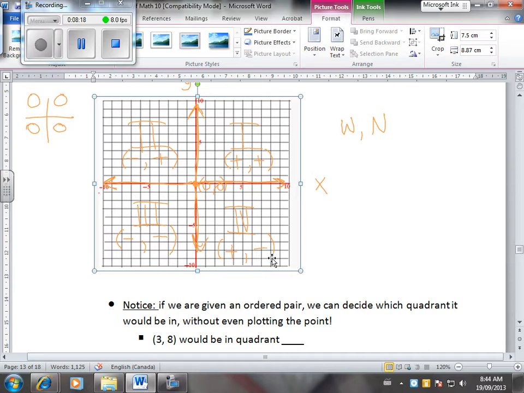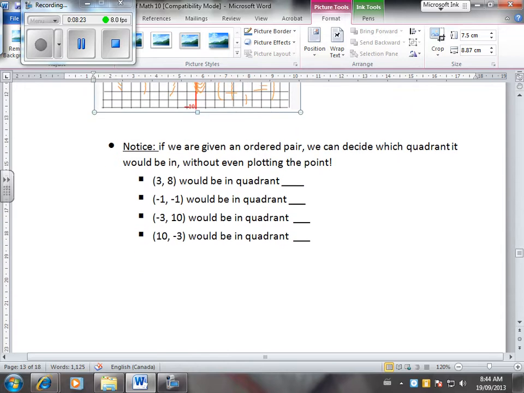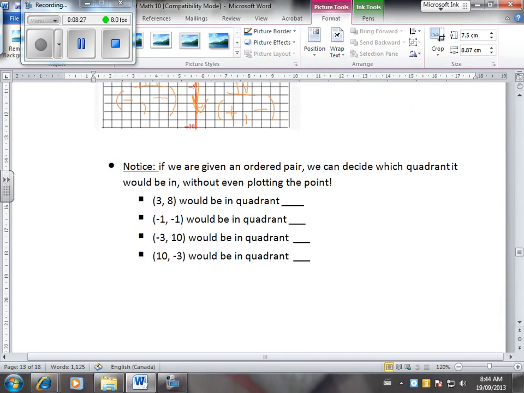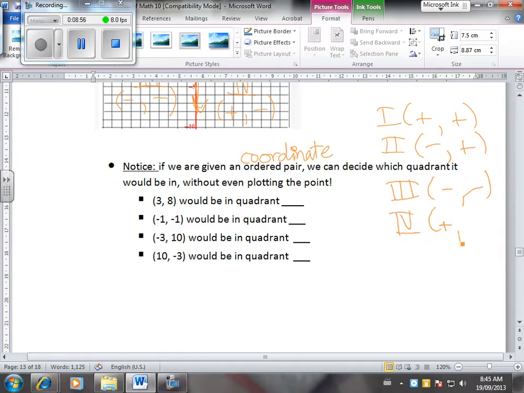So, knowing how the quadrants work, knowing where the signs are, if we are given any ordered pair or any coordinate, we should be able to say which quadrant it's in without even plotting the point. So remember, quadrant 1 is positive, positive. Quadrant 2 is negative, positive. Quadrant 3 is negative, negative. And quadrant 4 is positive, negative.